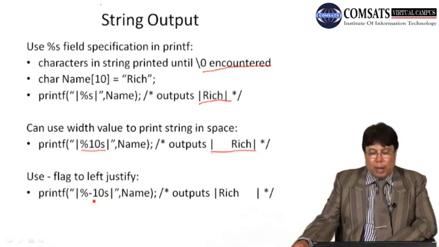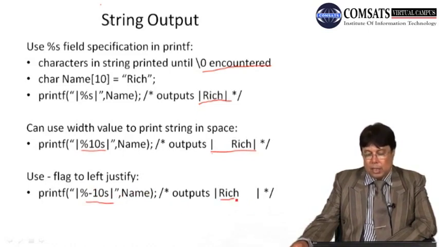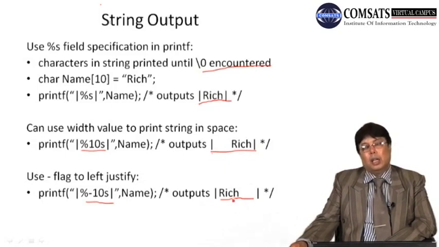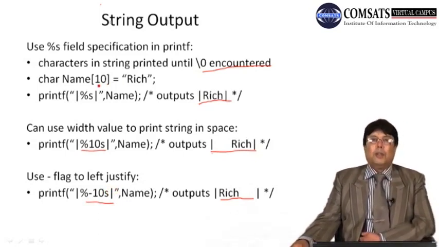Then you can justify it by using this negative sign. If you justify with the negative sign, it is still 10 characters, but the minus means to justify from the left, otherwise by default it is justified from the right side. Since you have used minus here, this will be printed on the left side, and this is the field width specifier. You can use 10, 15, 20, whatever number of characters as the field width.